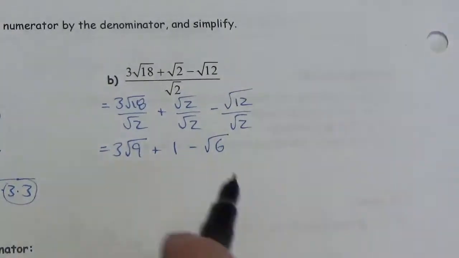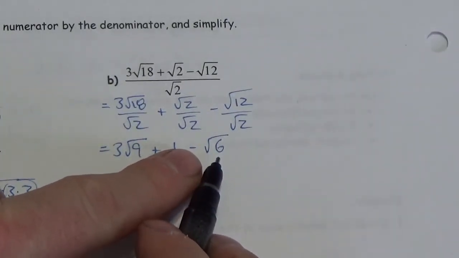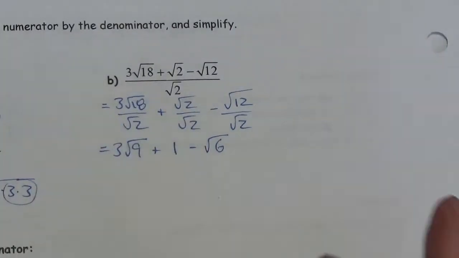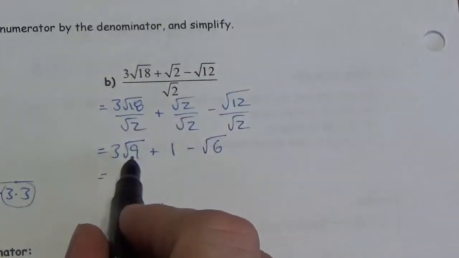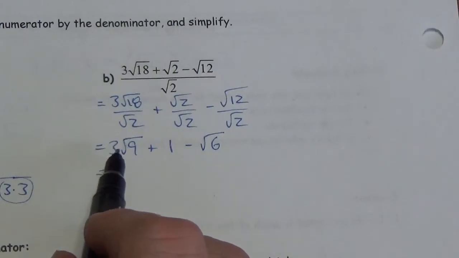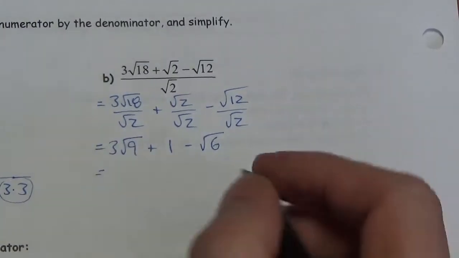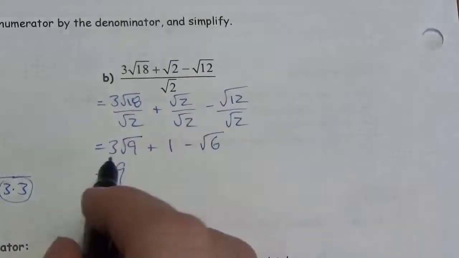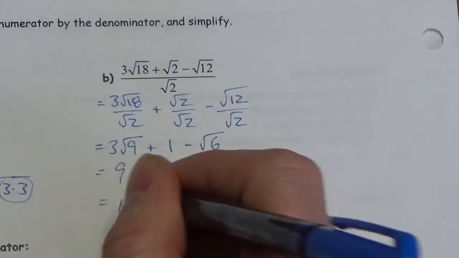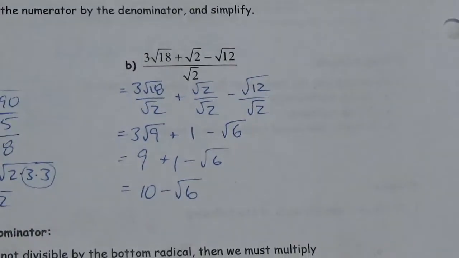Now, 6 is interesting. I can't do anything with it. It's got a factor of 2 and a factor of 3. That's it. There's no duplication, so that's as good as it's going to get. But 9, on the other hand, does have a square root. And the square root of 9 is 3. Since there's a 3 right here, when I multiply those two together, so 3 multiplied by the square root of 9, I am going to get 9. Plus 1 minus the square root of 6, and I can add together those like terms to get 10 minus the square root of 6. And now I'm done.